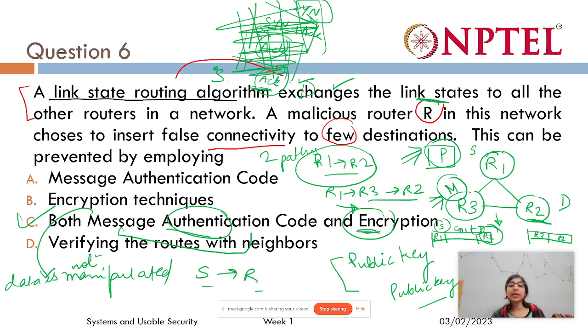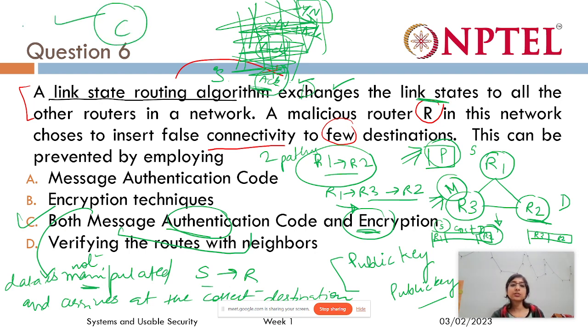Encryption will prevent reading and accessing the data, and message authentication ensures that the data is not manipulated and arrives at the correct destination. Pardon my writing, but I hope it's still readable. So, clear to all? The correct answer is option C in this case.